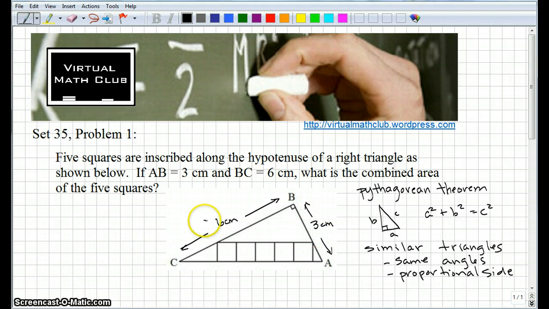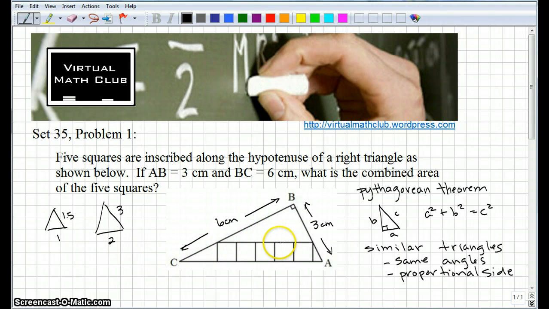So if you have one triangle that looks like this, where this side is maybe 1 and this side is 1.5, and you have a bigger triangle that's similar, and this side is 2, then if these are similar triangles, this will be 3, right? So the sides are proportional, so the ratio of the sides is the same.